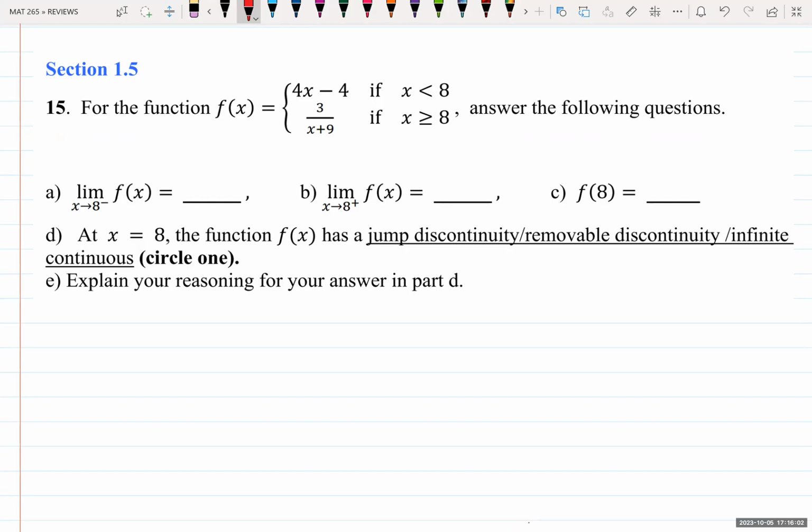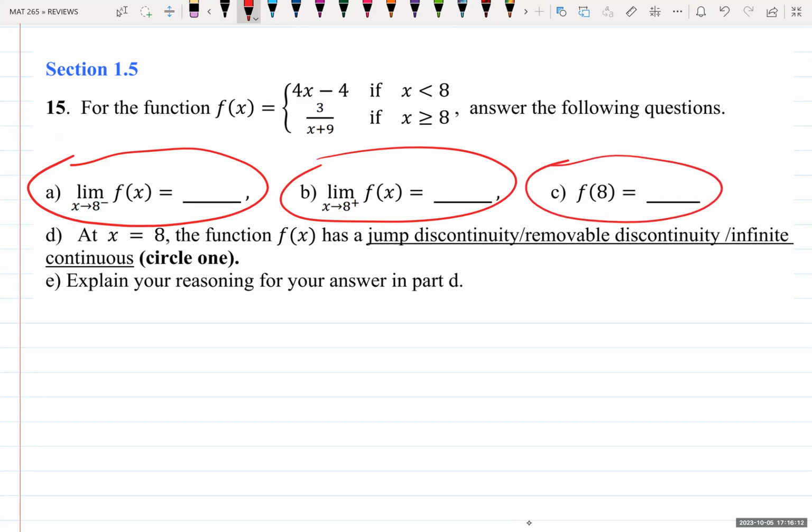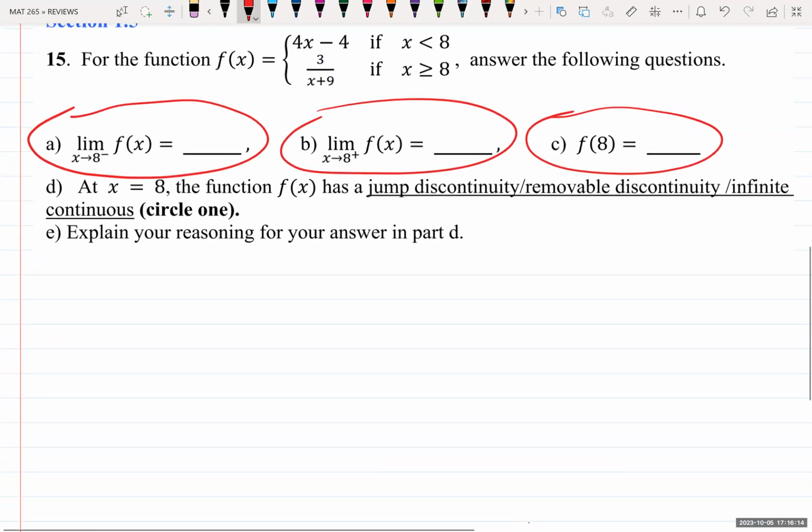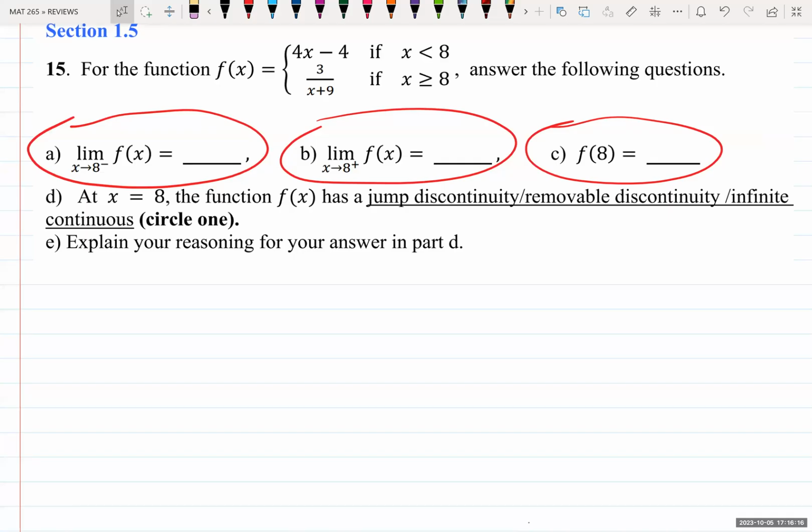So here it is. Here's the function 4x minus 4 and 3 over x plus 9. Before 8 and after 8. And they ask you limits. What is happening right before 8? What is happening right after 8? And what is happening at 8? From this answer, the answer about continuity follows. Is it continuous or not?